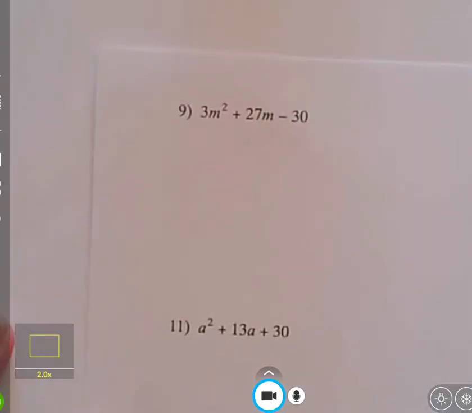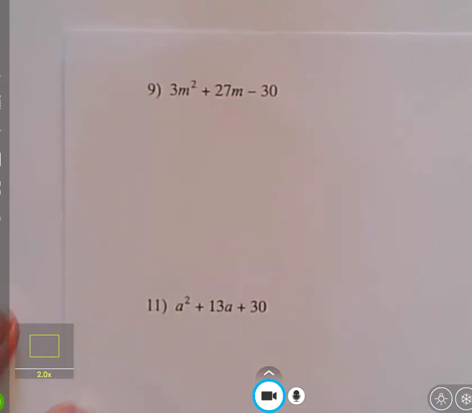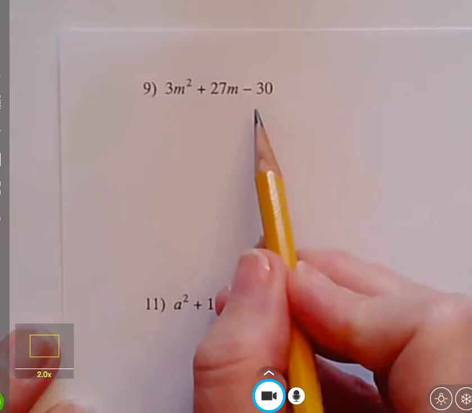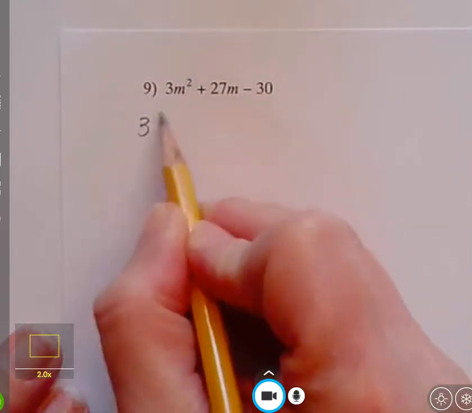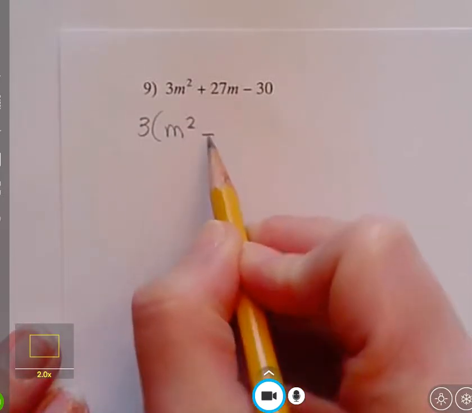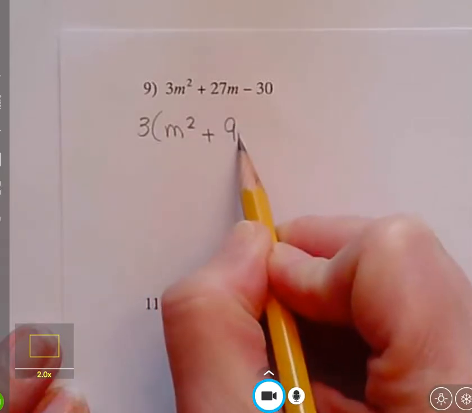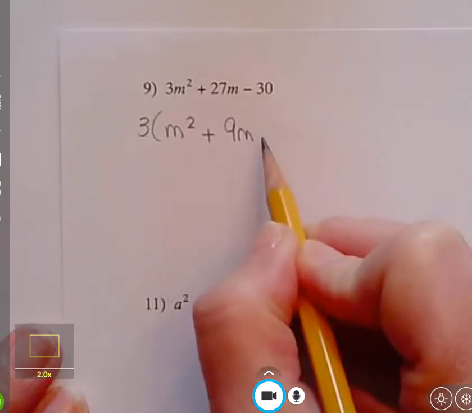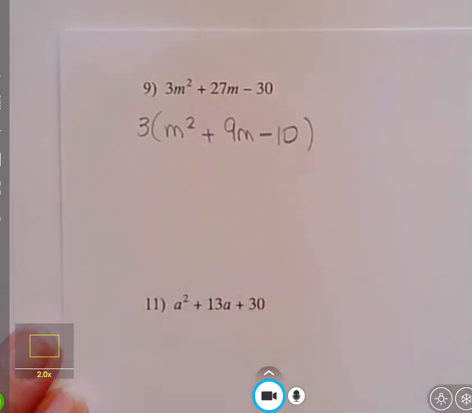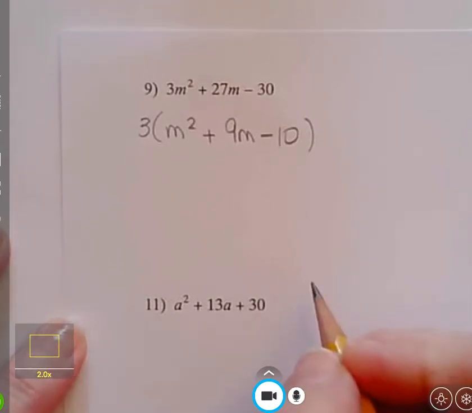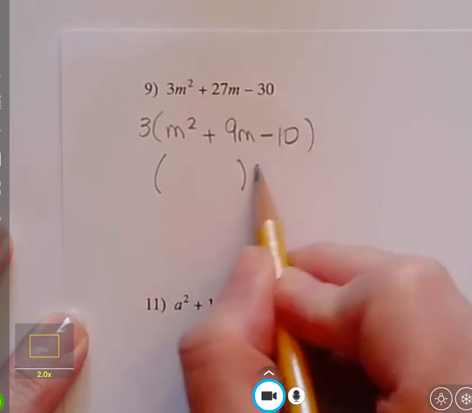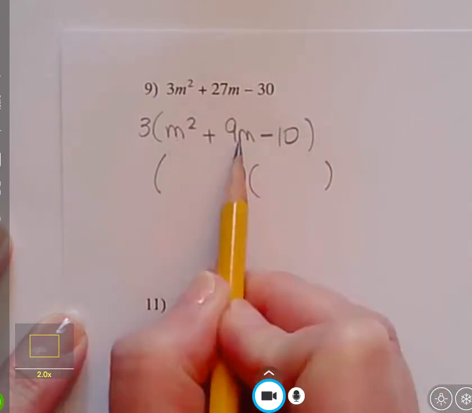Let's begin with number 9. Always look for something common first. Oh yeah, let's pull out a 3. m squared plus 9m minus 10. Okay, so I factor this out, and now I'm thinking, all right, well, there's an m squared, so I can probably factor again. You can factor again. So let's set this up with 2 sets of parentheses, because I have 3 terms.